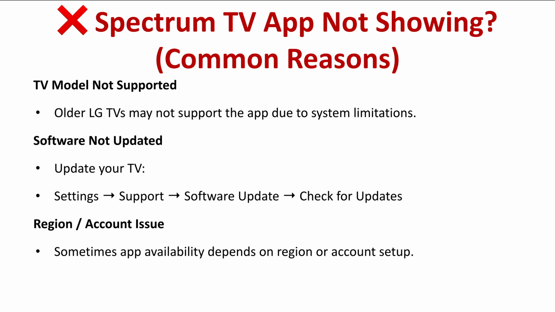Spectrum TV app not showing. Common reasons are: TV model not supported. Older LG TVs may not support the app due to system limitations. Software not updated. Update your TV: Settings, then Support, then Software Update, then Check for Updates. Region and account issue. Sometimes app availability depends on region or account setup.